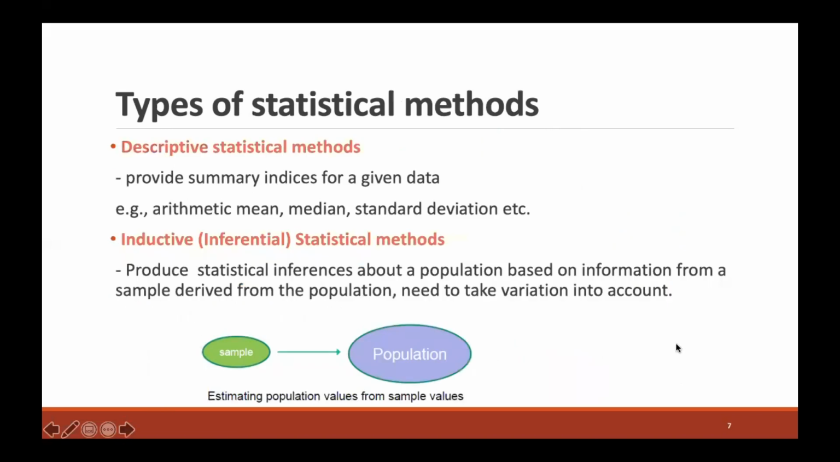Then comes the types of statistical methods. We have descriptive statistics and inferential statistics methods. Descriptive statistics provide summary indices for given data, and inferential statistics produce statistical inferences about a population based on the information from a sample derived from the population. That means we estimate population values from the sample values.